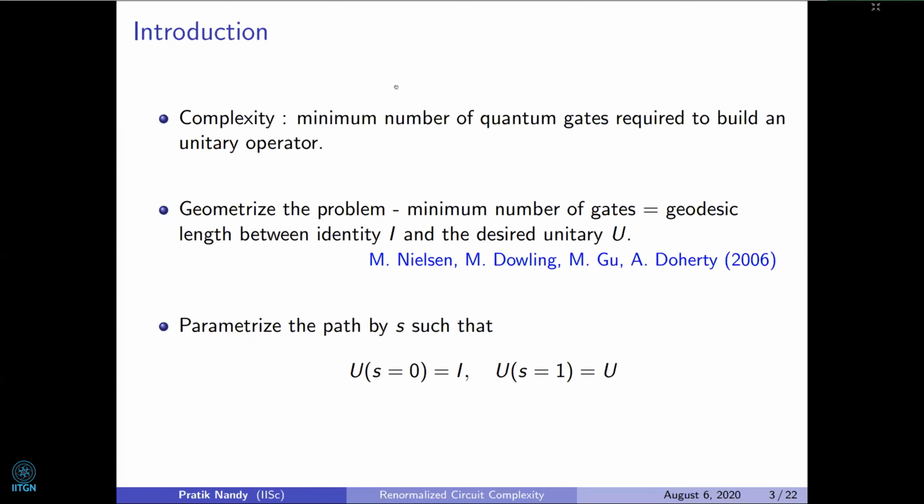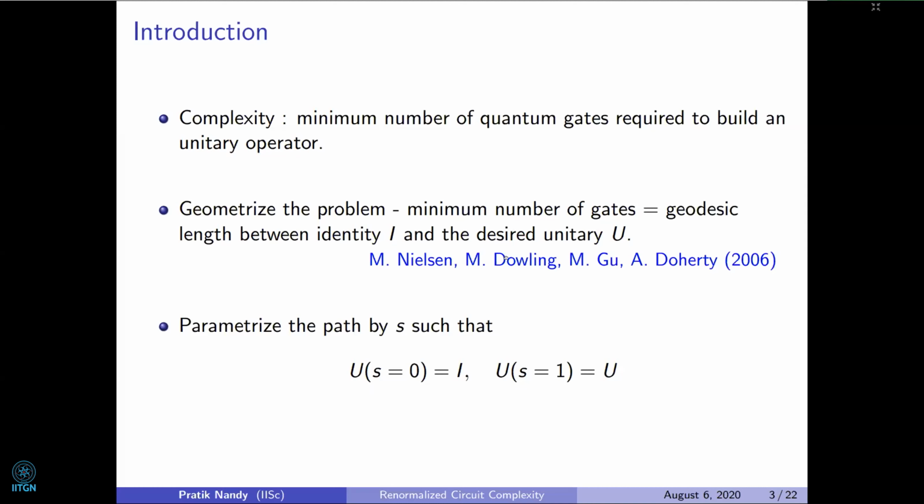As Shira has already talked, this complexity is the minimum number of quantum gates required to build a unitary operator. There are basically two kinds of complexity: one is set complexity and the other is unitary complexity. I will be mostly talking about the unitary complexity. We want to build a unitary operator, and the minimum number of quantum gates required to build it is defined as the complexity. In general, the problem is a hard problem.